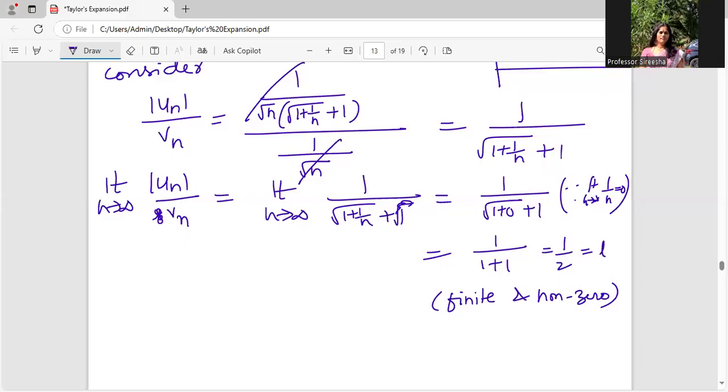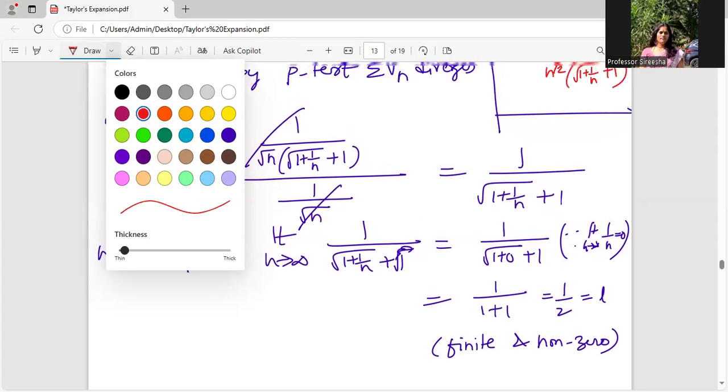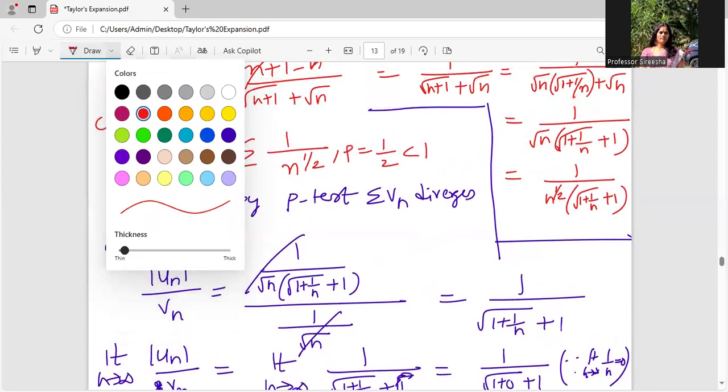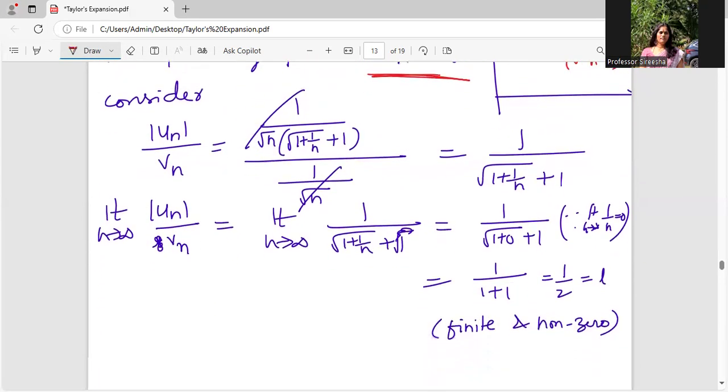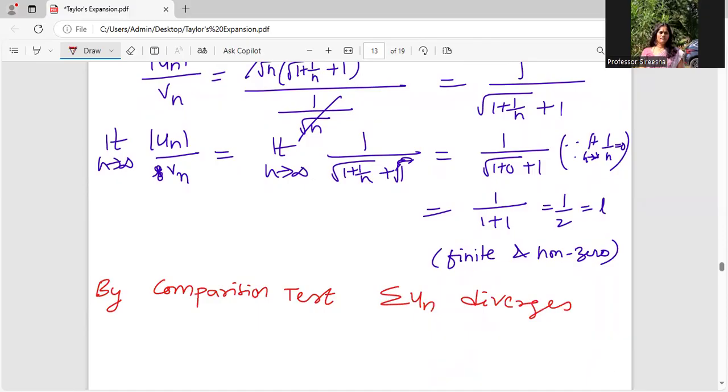I already know that summation Vn is divergent. Hence, by the comparison test, both will converge or diverge together, right? So, summation mod un also diverges. Please see here, summation Vn is diverging. So, I won't write everything of the test, I will write what is needed. I'll make a mention of the test that I am using here. By comparison test, summation un diverges. That's it. It's obvious to the examiner as well as to you what exactly the comparison test is. For more obviousness, I have written that the limit is finite and non-zero. I did not mention everything about the test.